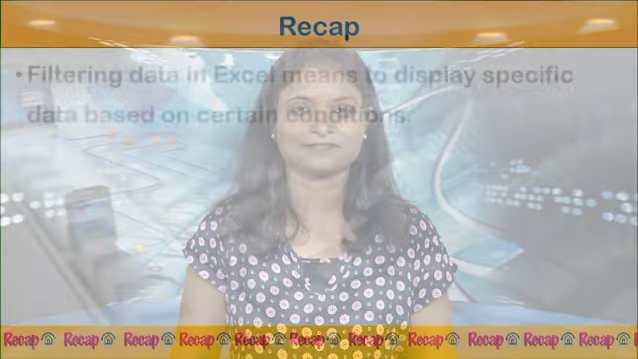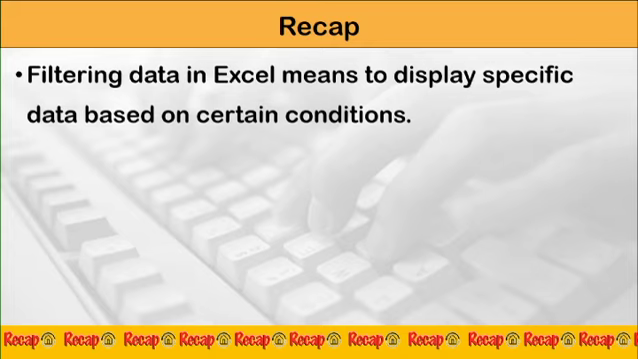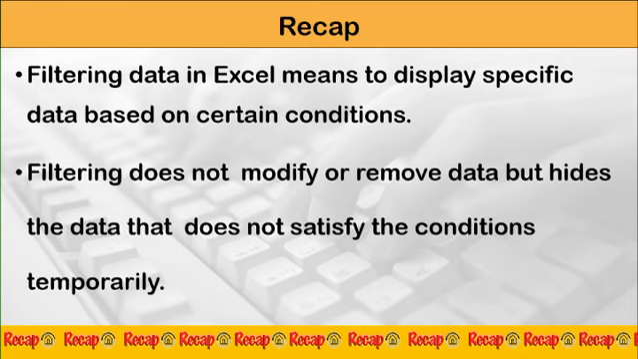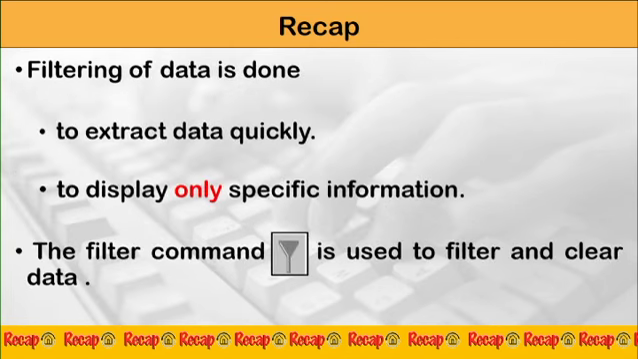Now it's time for a recap of today's lesson. Filtering data in Excel means to display specific data based on certain conditions. Filtering does not modify or remove data, but hides the data that does not satisfy the conditions temporarily. Filtering of data is done to extract data quickly and to display only specific information. The filter command is used to filter and clear data.